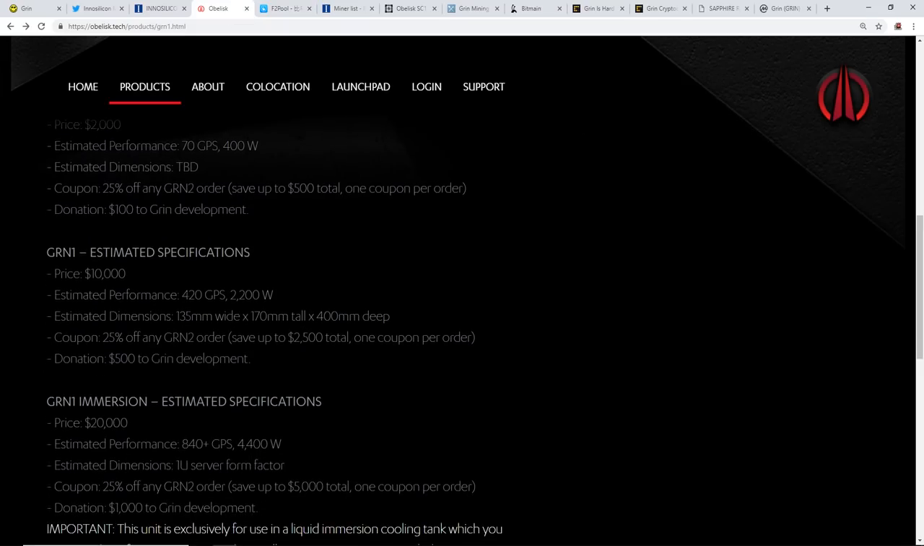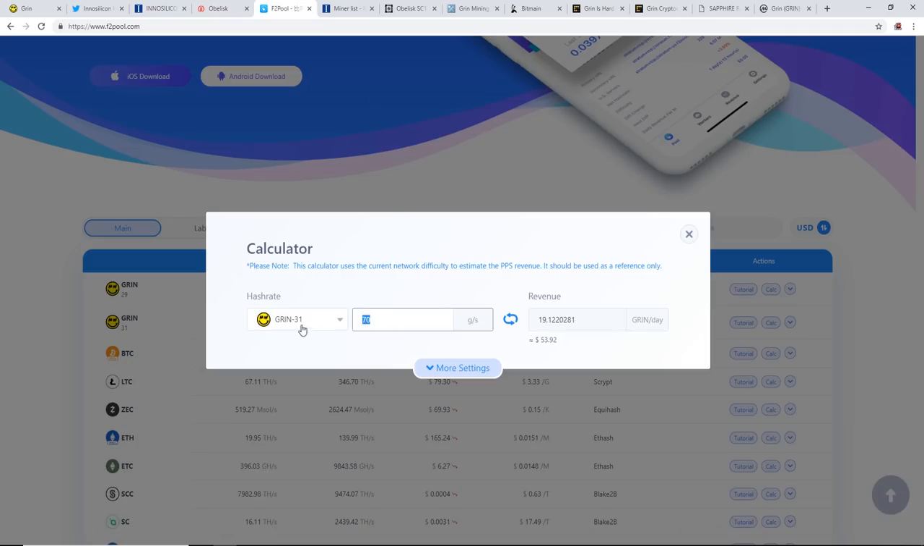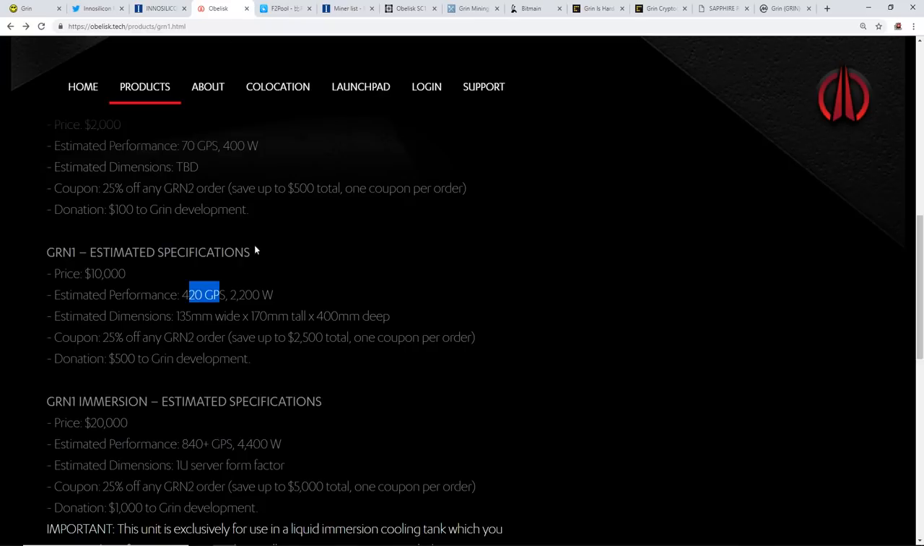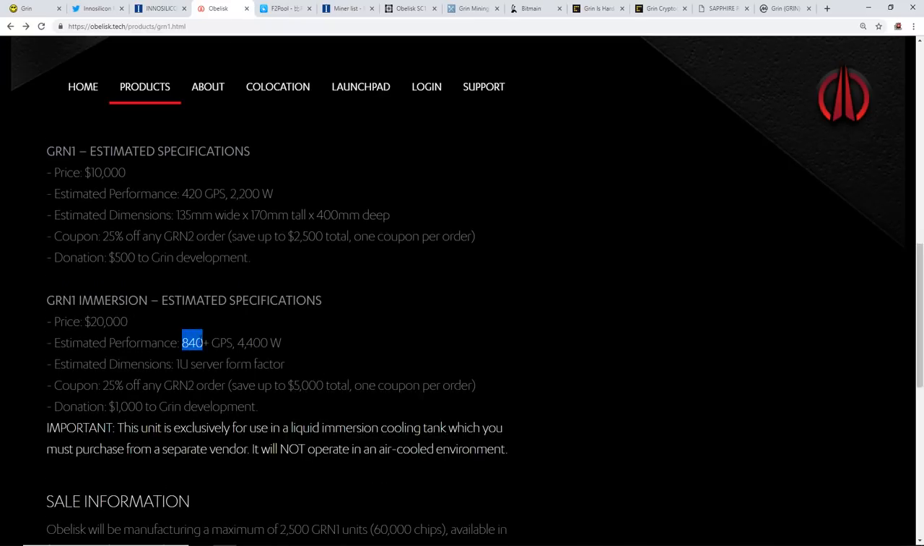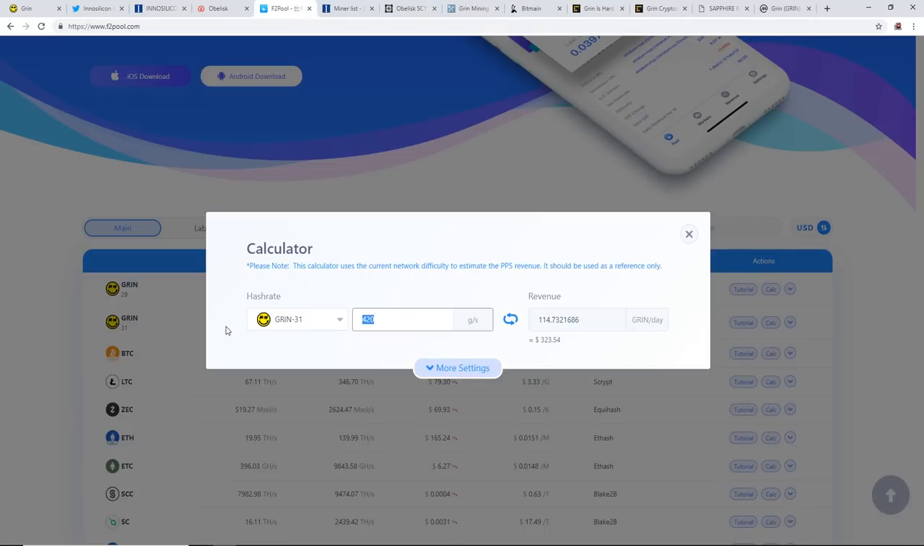Now let's go to the next one: 420 graphs per second. And then revenue, 114 Grin a day, which leads to $323.54 a day. Jeebus. Okay, and then the next one, 840 graphs per second. Oh man, 840 graphs per second. You can mine 229 Grin a day, and this is Grin 31, by the way, at $647 a day.